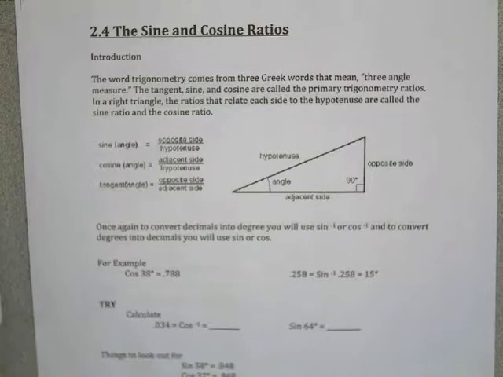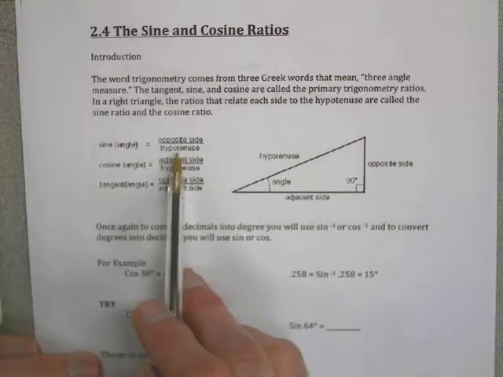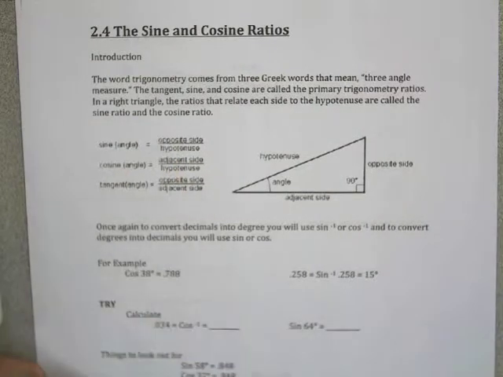Okay, for trigonometric ratios, there are three ratios. You already know tan, so now we're going to look at sine and cosine. Sine is opposite over hypotenuse, and cosine is adjacent side over hypotenuse. So we're playing with the same sides, just adding hypotenuse in there.